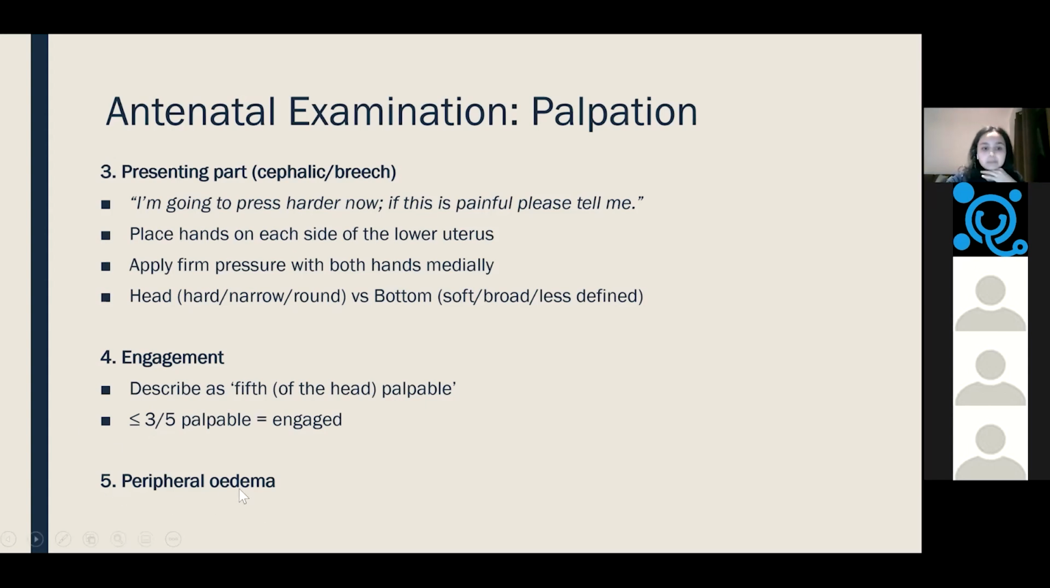And peripheral edema, signs of peripheral edema. Edema can be normal in pregnant ladies, of course, but just ask them if they've felt abnormally edematous, like their fingers, if they had to take rings off and things like that.